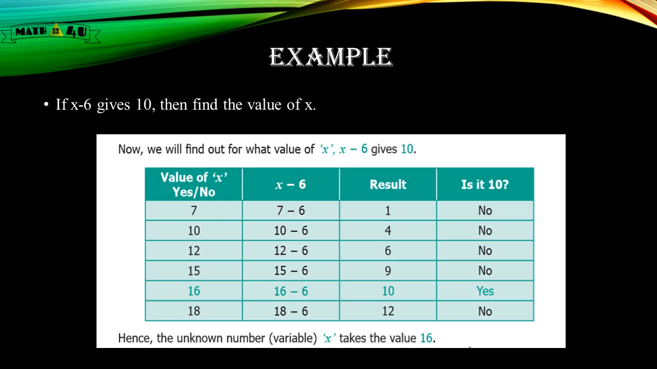So, for finding the value of x, you can put any number randomly. Now, I am going to put 7. So, x minus 6 is nothing but 7 minus 6. The answer is 1. We want 10. So, 7 is not the answer. Next, let me give some other value. It can be any value. I am going to give 10. So, 10 minus 6 is equal to 4. Again, I am not getting the answer 10. So, let me pass on to some other number.